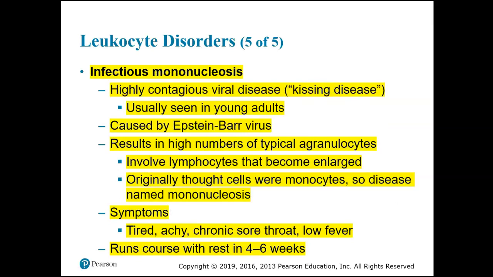Now, mononucleosis is a highly contagious viral disease, also known as the kissing disease. It is usually seen in young adults. It is caused by a virus called the Epstein-Barr virus, and it results in high numbers of agranulocytes like lymphocytes and monocytes. Originally, it was thought that the cells that tended to increase in number were monocytes. That's where the disease was named mononucleosis. But we know now that it also involves lymphocytes.